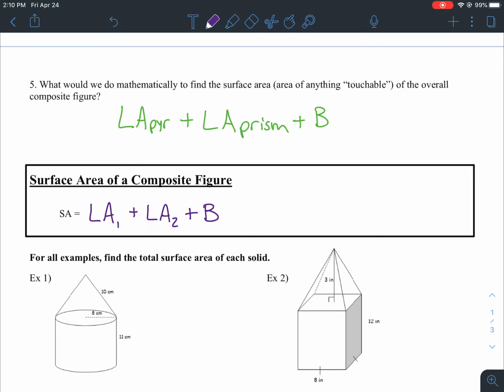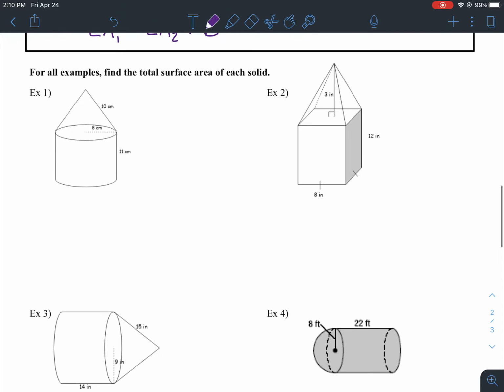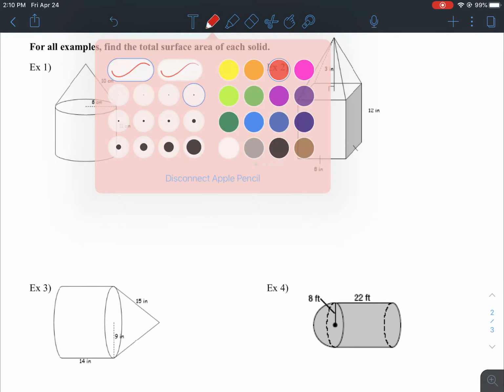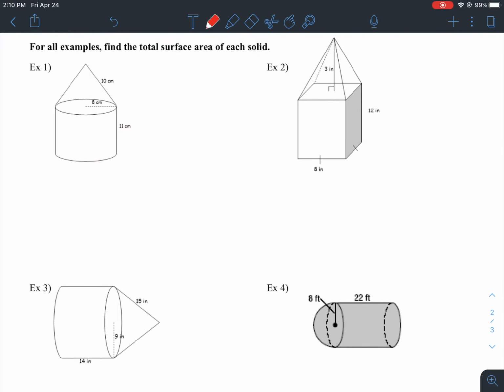The important idea here is that we want to determine what 2 shapes we are using. We want to calculate the lateral area of each of those shapes. We want to calculate the base of just the one shape, and then add those 3 together. So, we'll take a look at some examples here below. We will start with example 1. For all examples, find the total surface area of each solid.